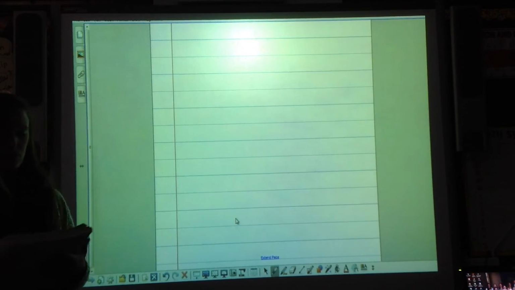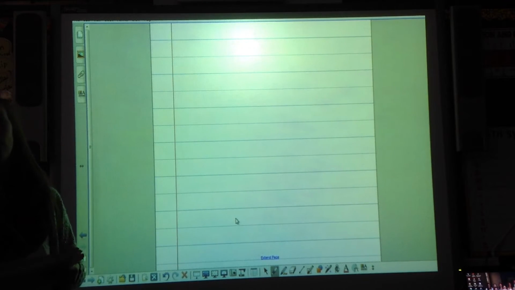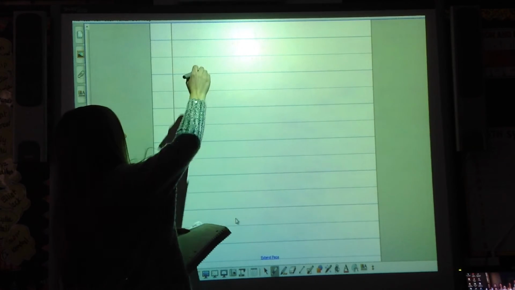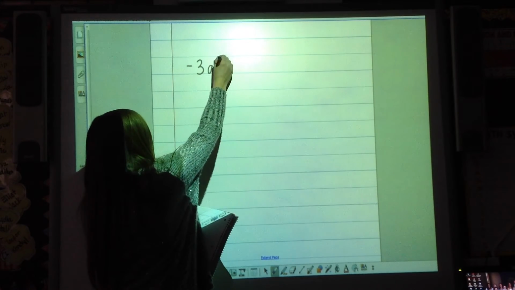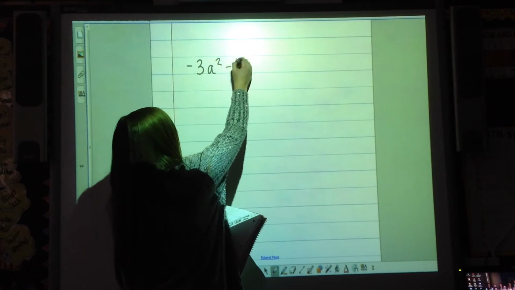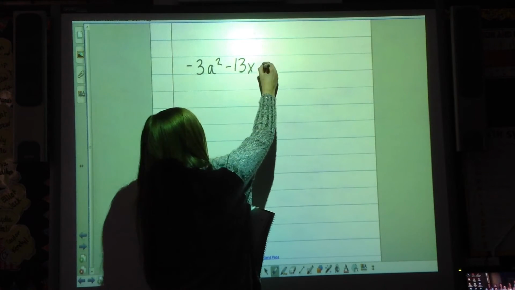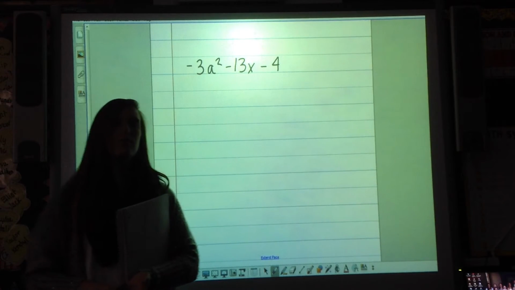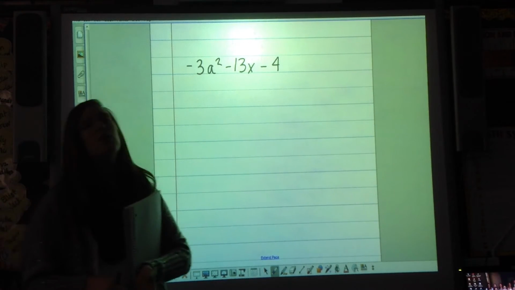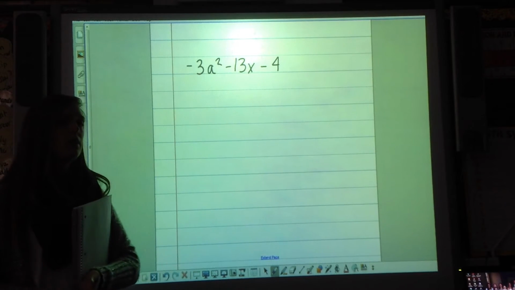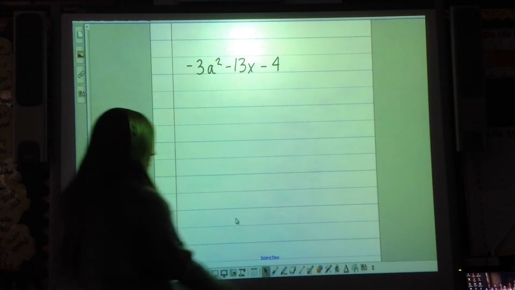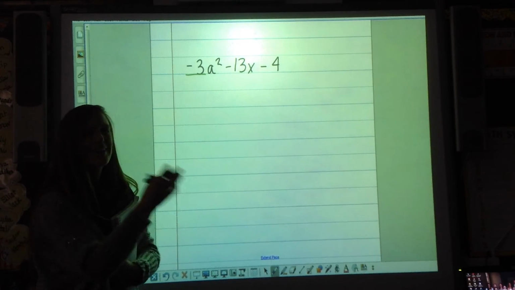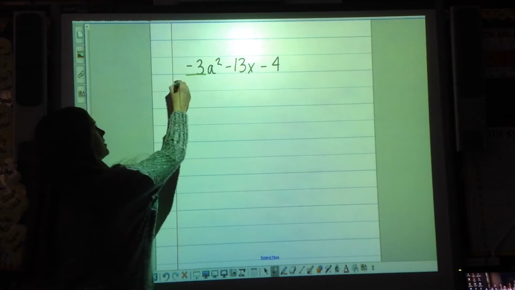Okay, so we have one more part of this lesson, and you need to know how to factor when your first term is negative. So let's say we have a negative 3a squared minus 13a minus 4. We cannot use the guess and check method. Well, I guess you could, but it's going to be harder. And you cannot use the slip and slide method if your first term is negative. So this first term is negative. What you're going to do is you're going to pull out a negative out of all 3 terms.